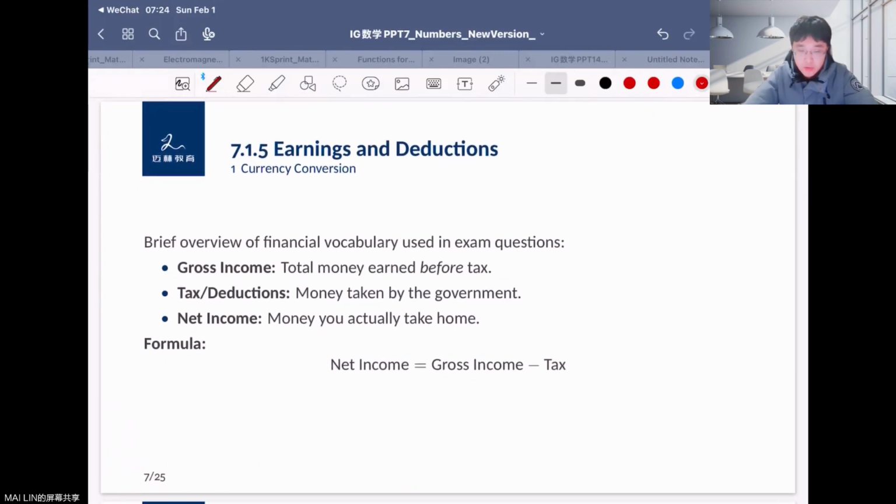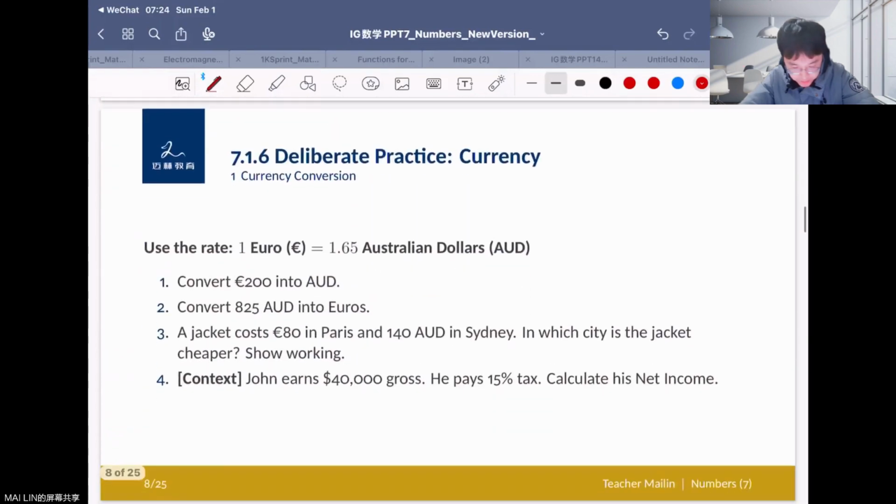Okay. So you can say that earnings means gross income, maybe the total money earned before tax. And for tax and deductions, you maybe say that is the money taken by the government, or you just have to pay some fees. So using the income minus the tax, that means the real money, or the net income. Maybe the money you actually take home. Okay. That is for earnings and deductions.